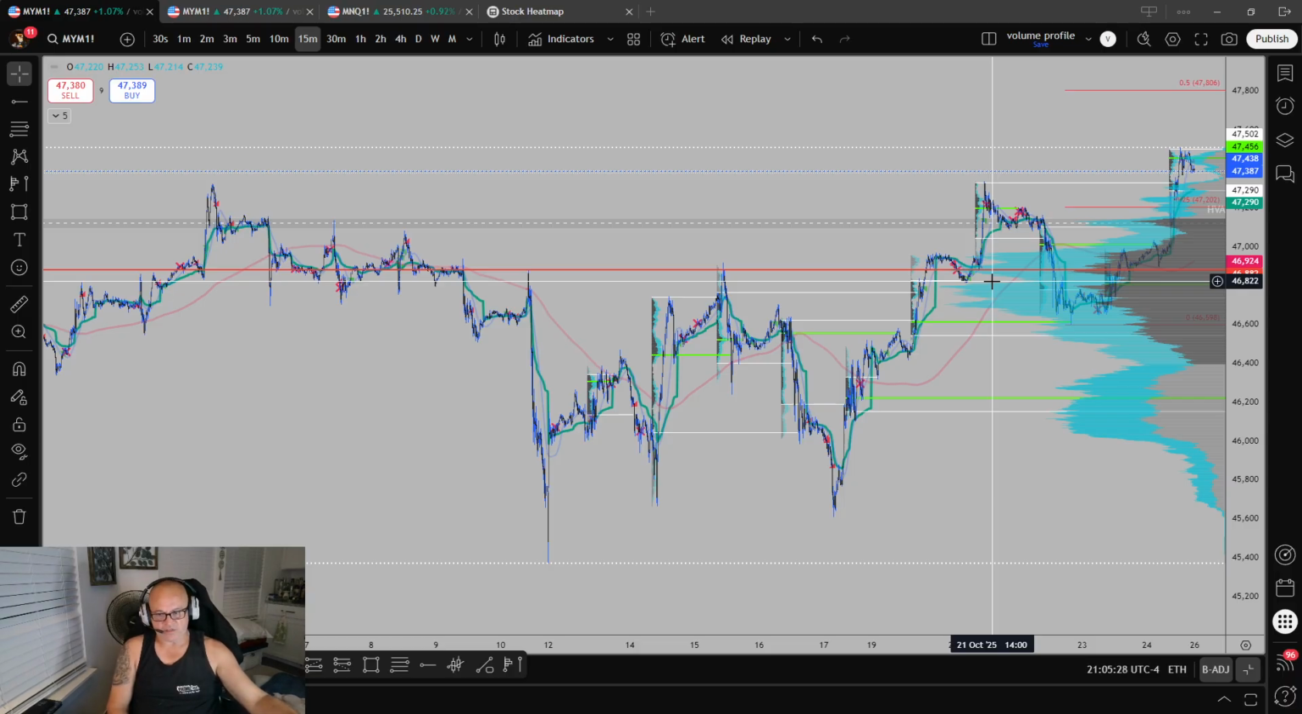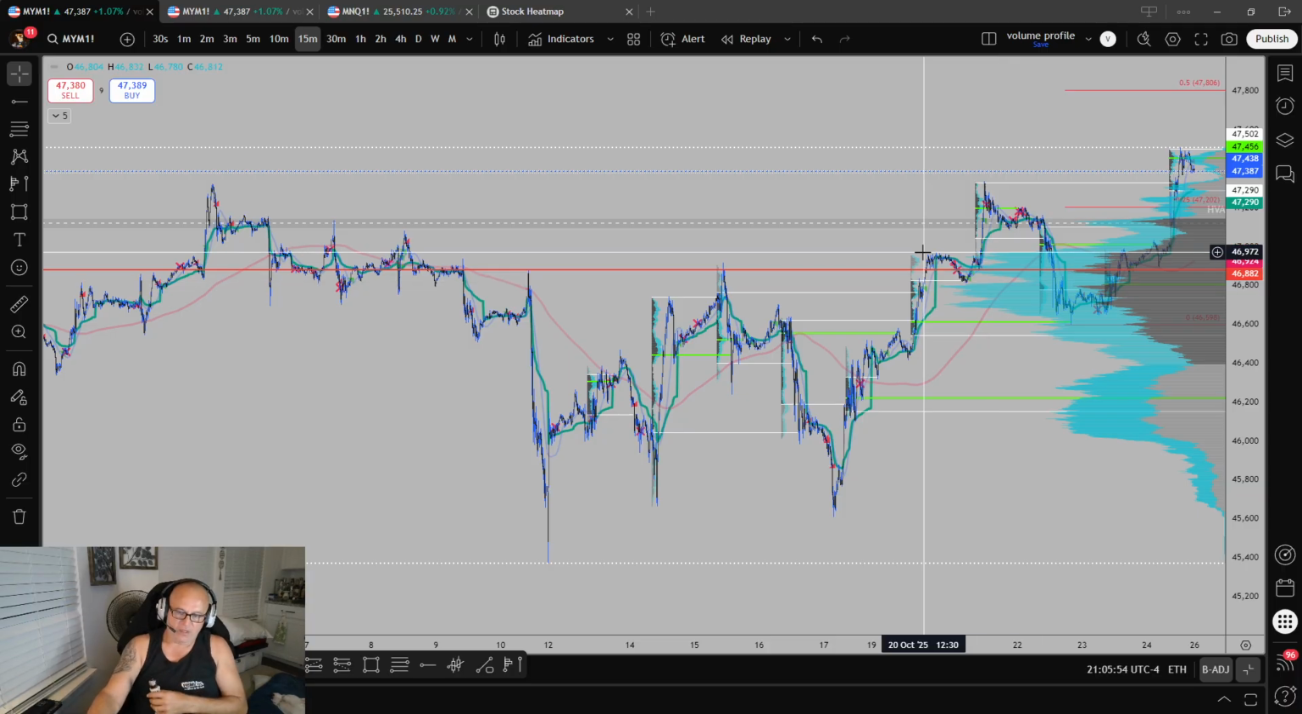This is why I like the visible range profile. You can go back and check the weekly point of control, the monthly point of control, go back and check the quarterly point of control if you want to. I really don't worry about anything more than the current month, just to see where it's at.